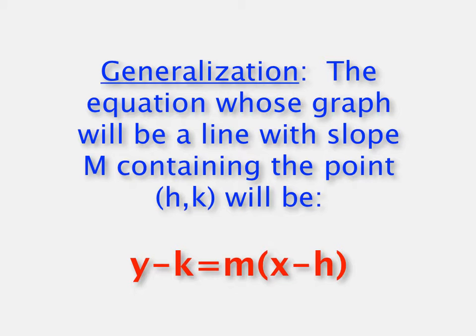And so, the equation whose graph will be a line with a slope m containing the point h, k will be y minus k equals m times the quantity x minus h. And you're welcome to check this formula against the 4 examples that we did before, and it absolutely applies to all of them. One note, h or k could be negative numbers, so you might actually end up with something like y plus something or x plus something as well, depending on what the point is.